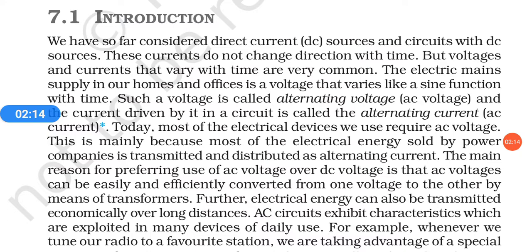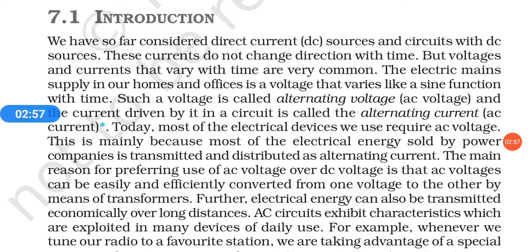But here we are talking about alternating current. It means it has two phases, the positive phase and the negative phase. This is called the alternating voltage. First of all we are talking about the alternating voltage, which has two phases: the positive phase and the negative phase. The current driven by it in a circuit is called the alternating current. Due to this alternating voltage, we get the alternating current.